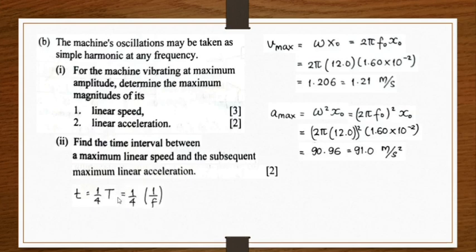So it is 1/4 times the period, and the period is 1/frequency. So it is equal to 1/4 times 1/12, because the frequency is 12, which equals 0.02083, or 0.208 seconds in 3 significant figures.